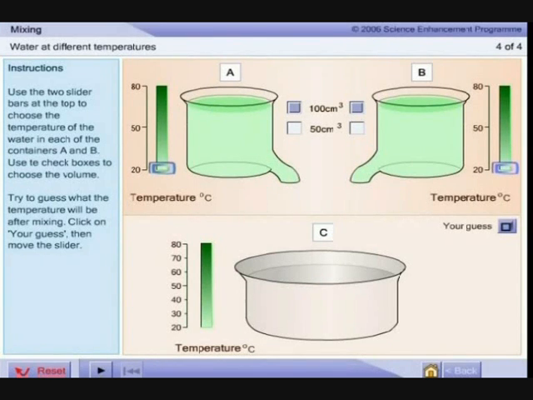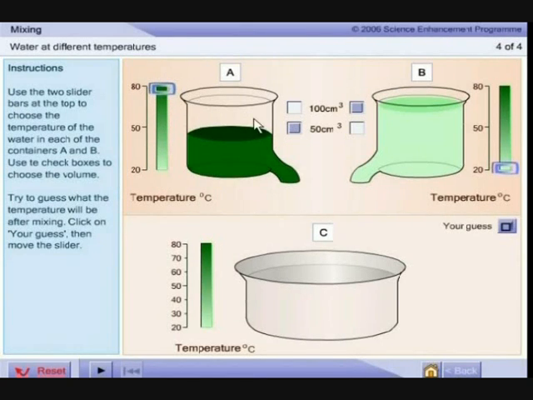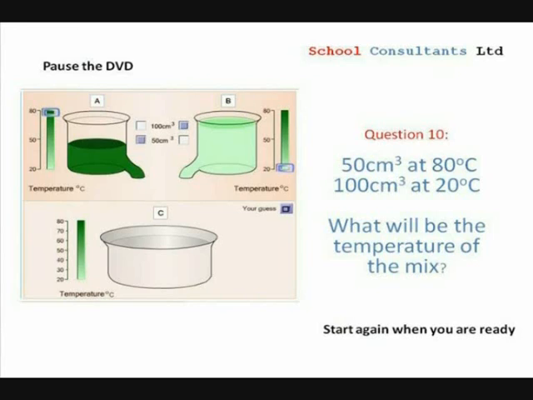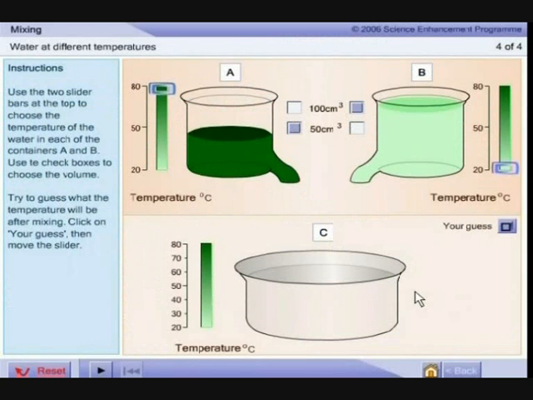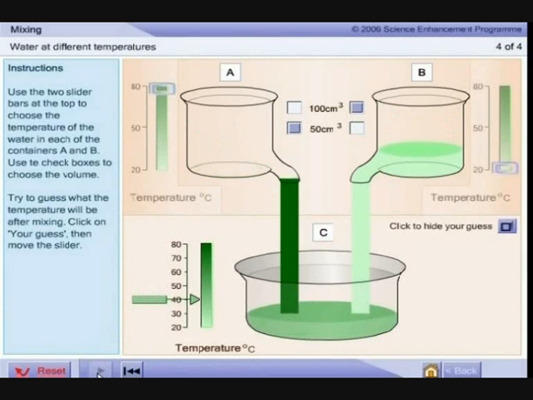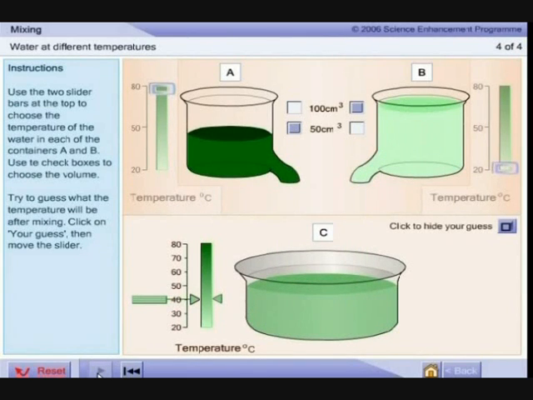Okay, question 10. Let's have 50 cubic centimeters in A at 80 and 100 cubic centimeters in B at 20 degrees C. What will be the temperature of the mix? We've got 1 part at 80, 2 parts at 20. 80 plus 20 plus 20 is 120. Divide that by 3 and you're going to end up, I guess, with 40. There you go. That's great. Hopefully you got the hang of this now.